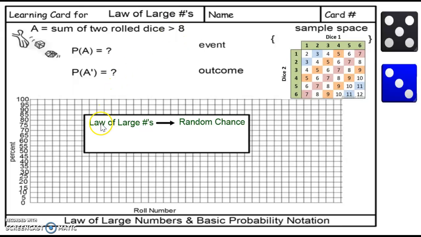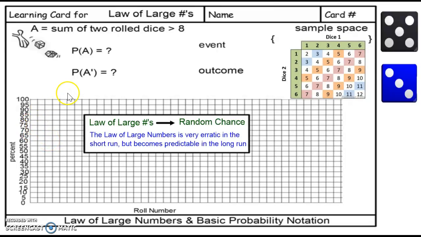Well, the law of large numbers is an example of finding experimental probability and comparing that to theoretical probability. So in this space right here, what we want to say is this. The law of large numbers is very erratic in the short run, but becomes predictable in the long run. And what we're going to be looking at again is comparing the experimental probability with the theoretical probability.